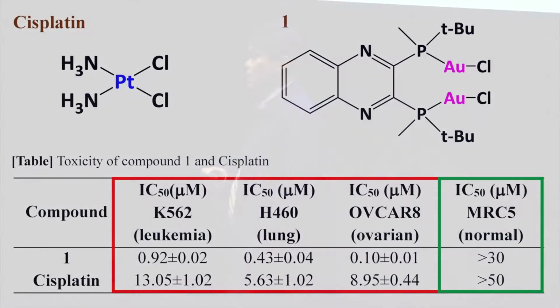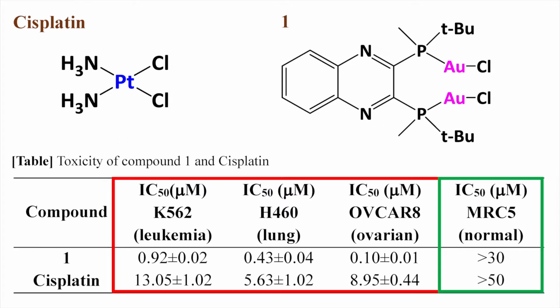I want to talk about the anti-cancer drug. Cisplatin is a platinum-based chemotherapy medication. In 1978, FDA approved it. Since then, it has been used for various cancers. It is very effective, still in use.